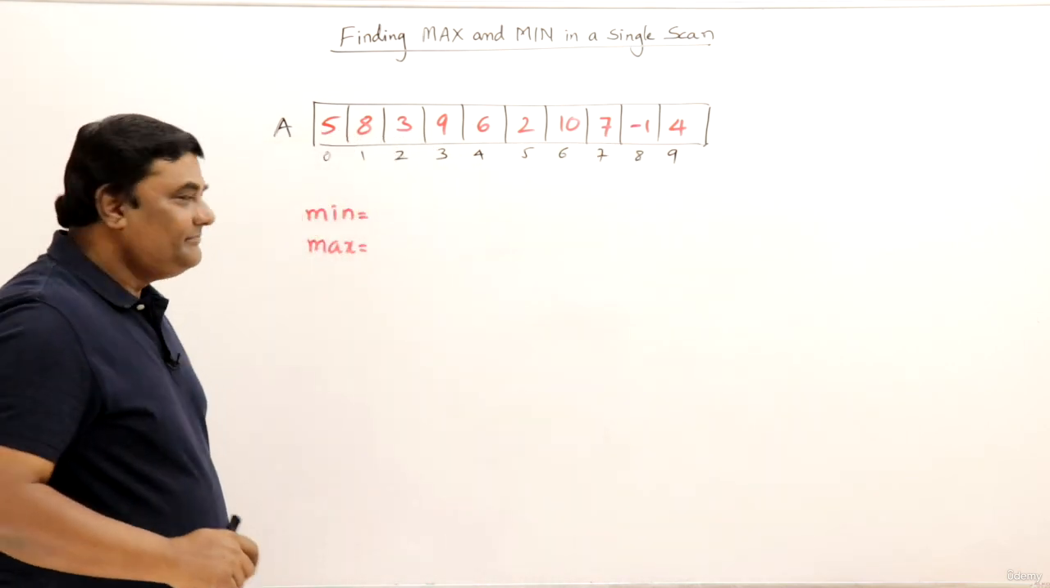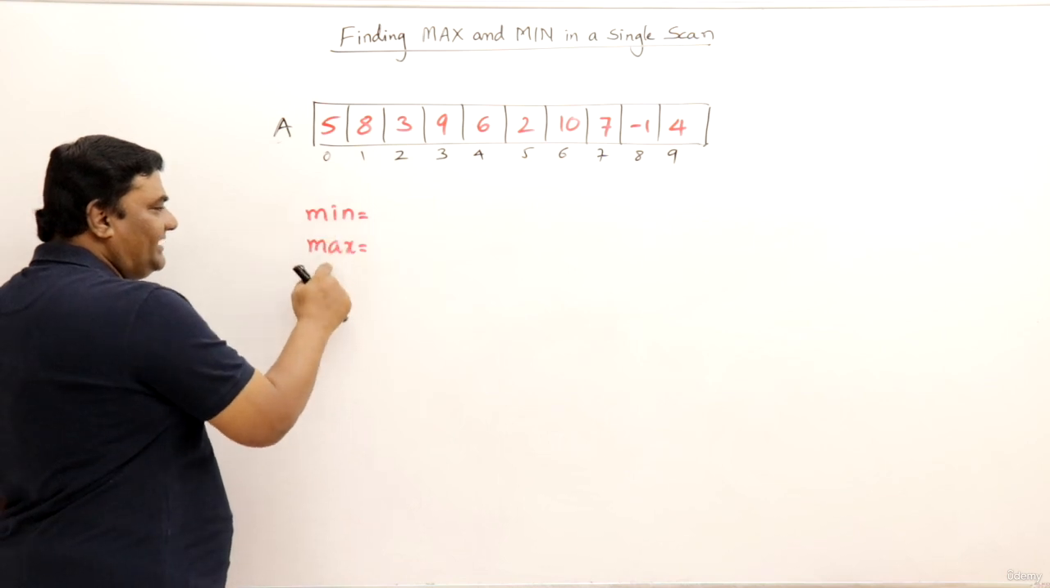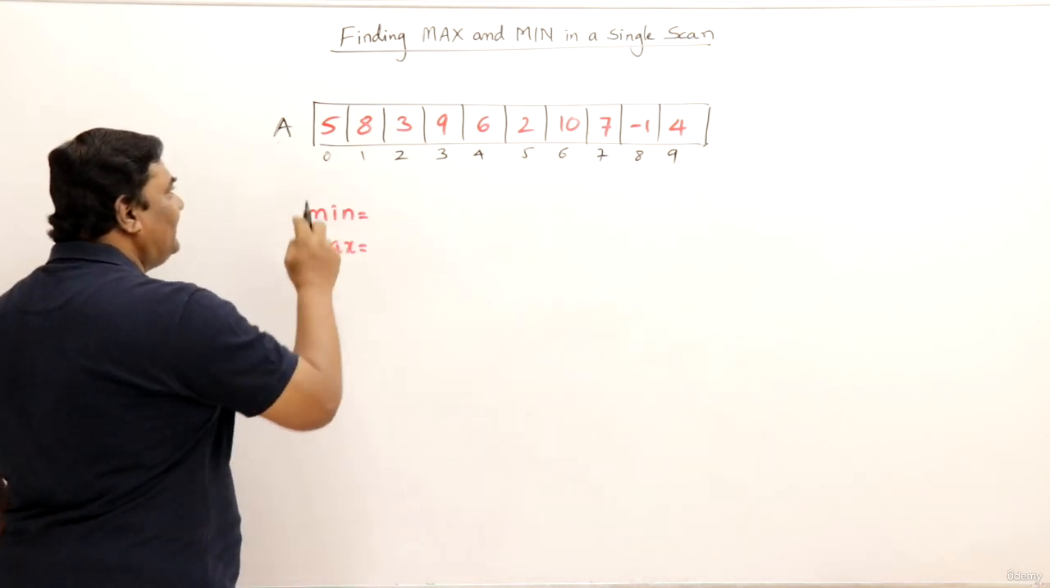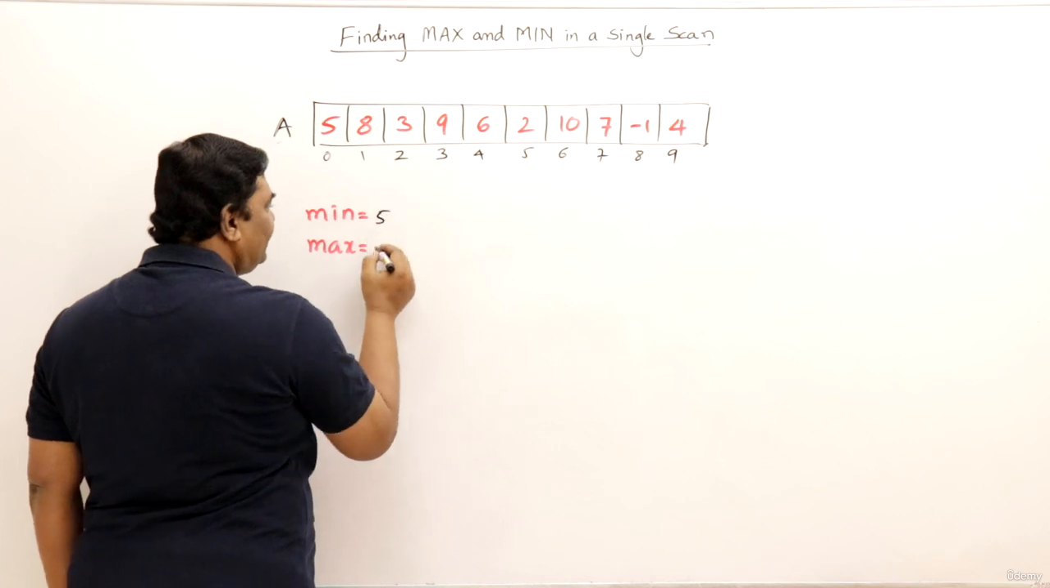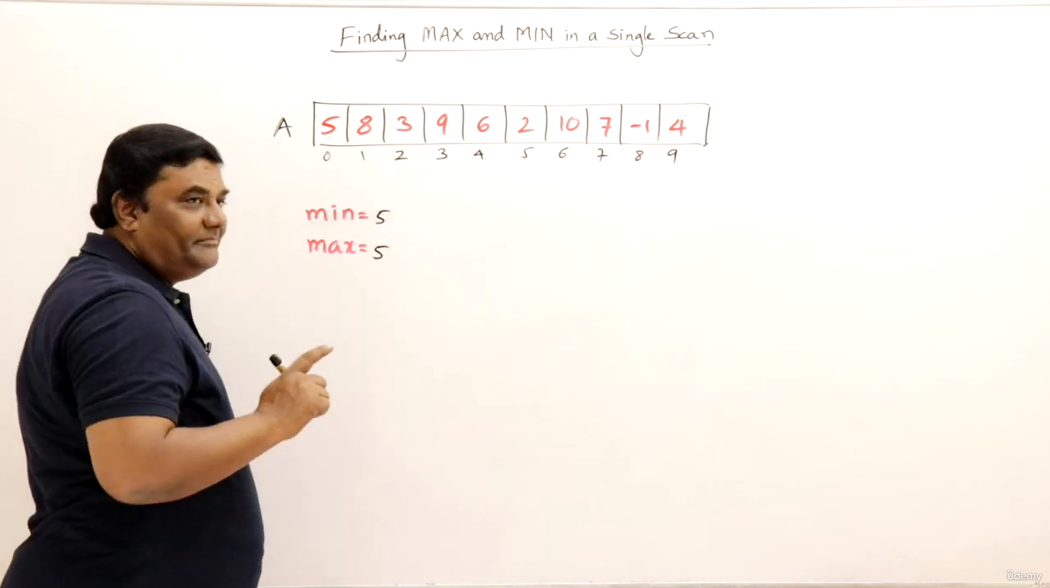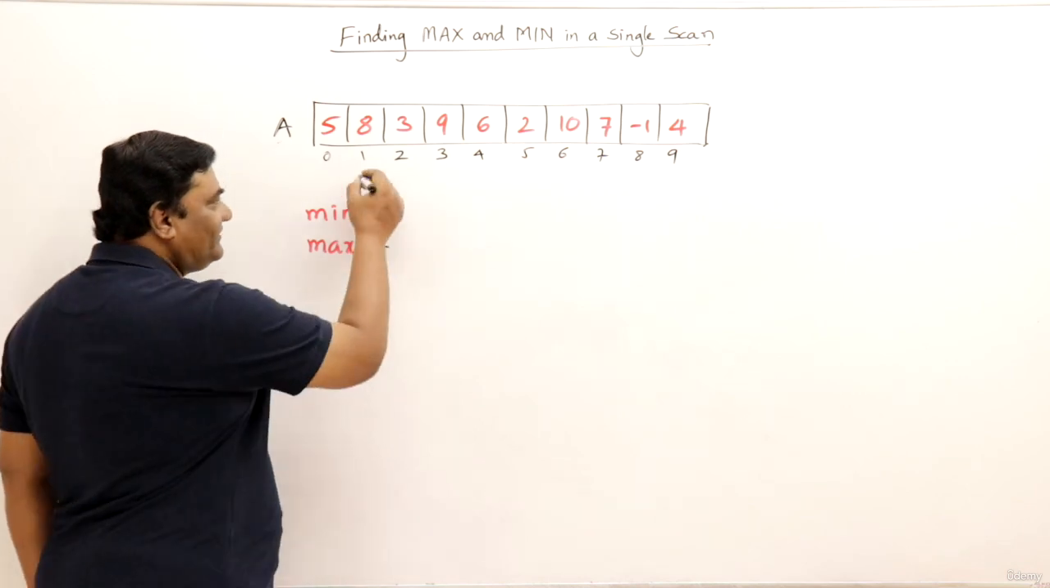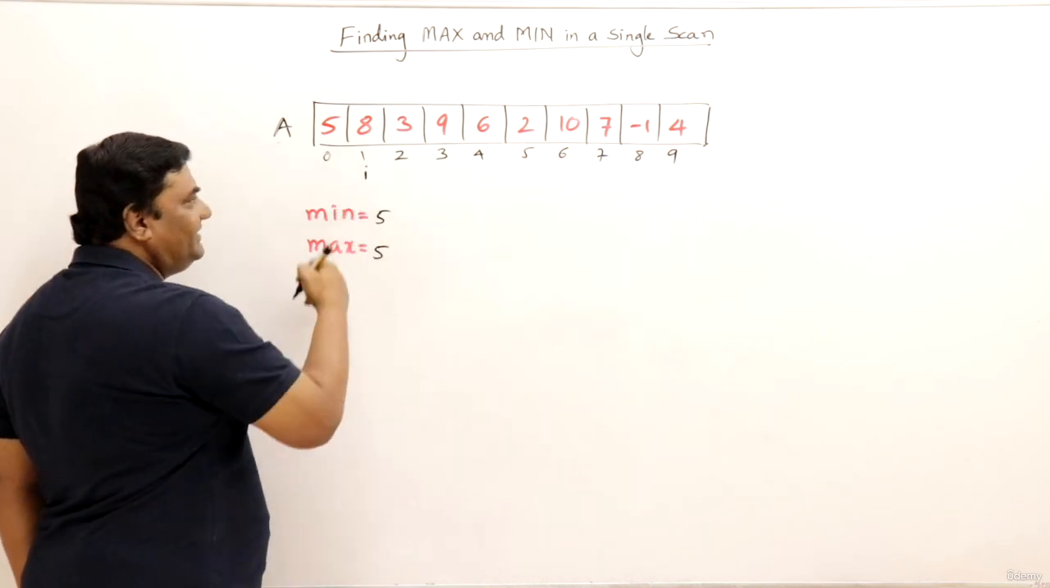Now how to find max and min? I have taken two variables, minimum and maximum. So let us start the procedure. The very first thing I'll do is assign the first element, 5, to both. So both minimum and maximum are 5 now. To scan the whole array, I will take i starting from here.